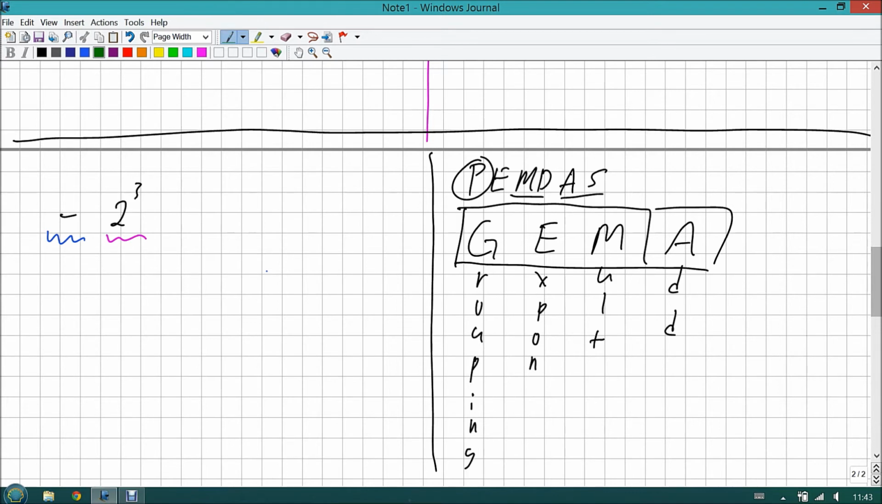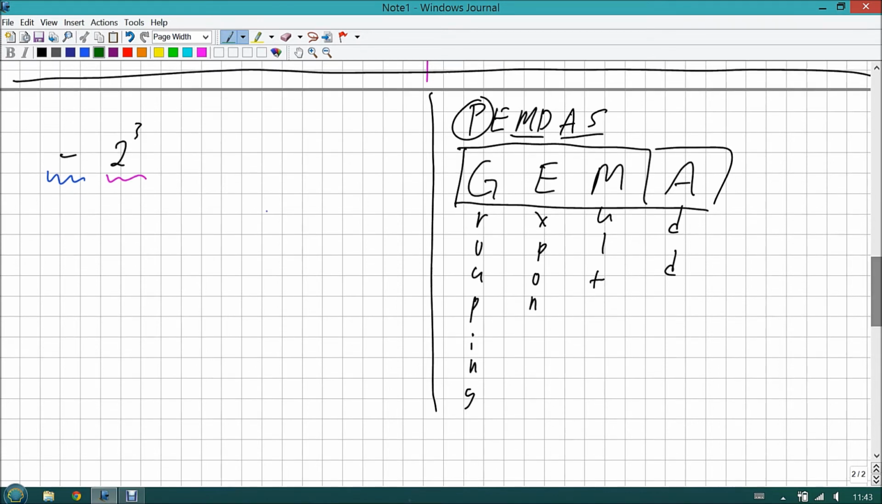So let's go ahead and take a look at this. When we're doing our order of operations, we want to make sure that we do our exponents and grouping symbols first. So, do we see any grouping symbols? Nope. Okay, so grouping symbols are gone. We don't have to worry about them. What about exponents? Okay, we do the exponents first.